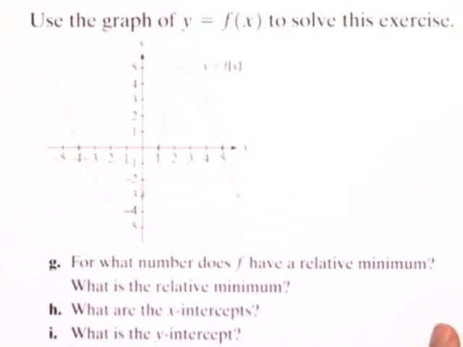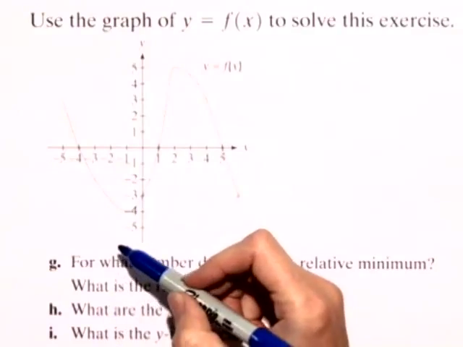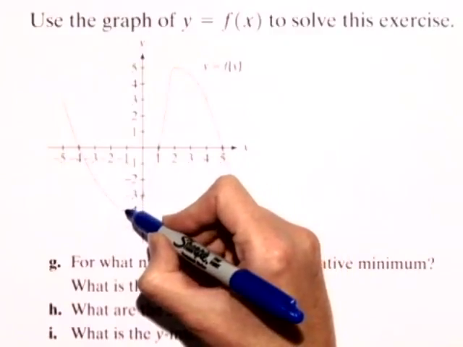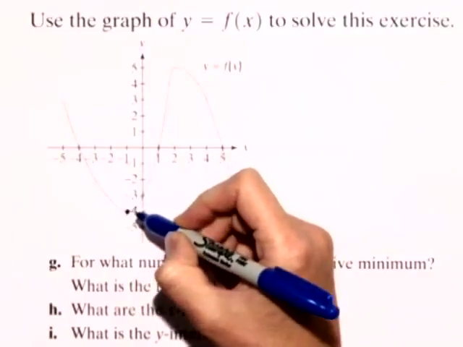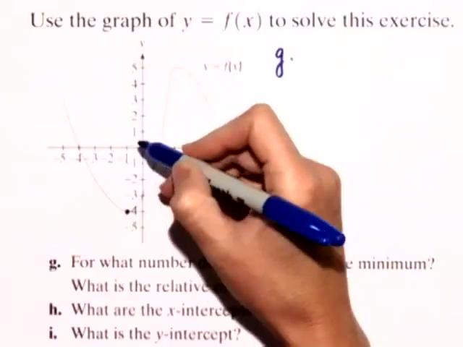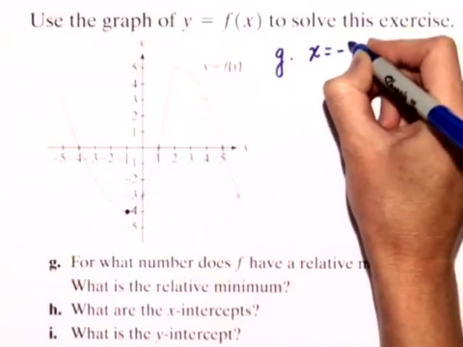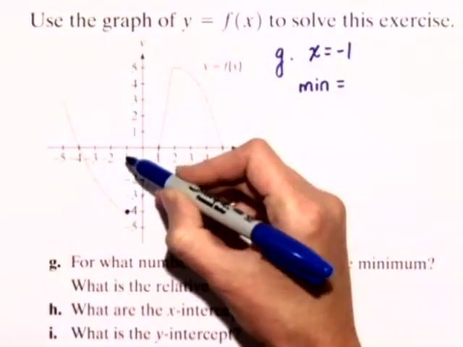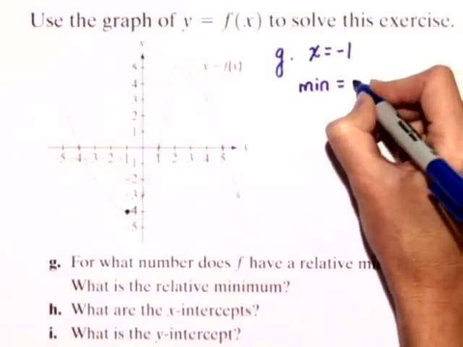Let's move on to part G. In part G, we want to know for what number does f have a relative minimum and what is the relative minimum. Remember, anytime the behavior changes from increasing to decreasing or decreasing to increasing, we have either a relative minimum or maximum. And it looks like right about here we have a relative minimum. So in part G, the x value that corresponds to that relative minimum would be an x value of -1, and that relative minimum would be f of -1, or a y value of -4.